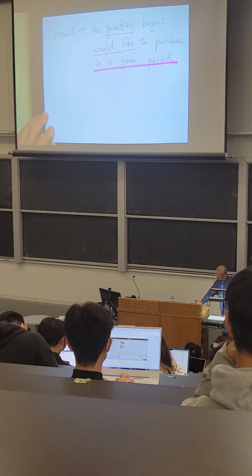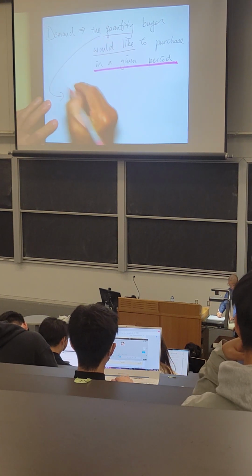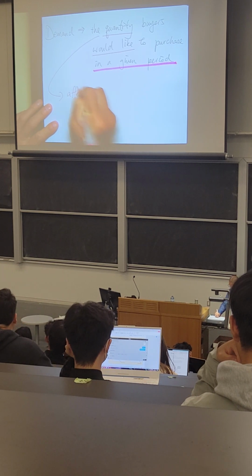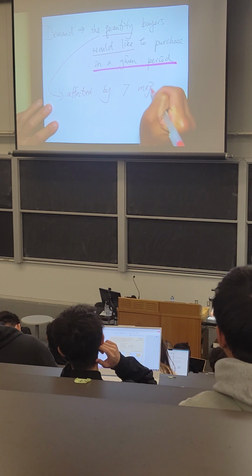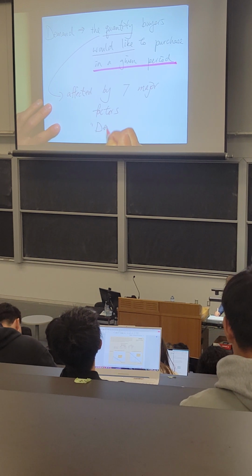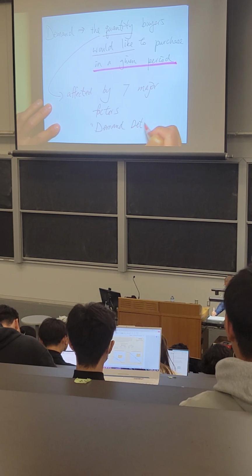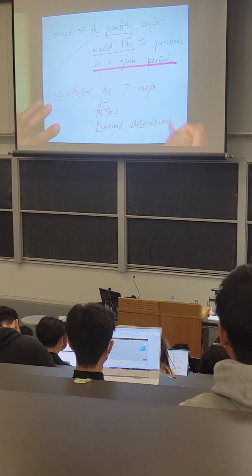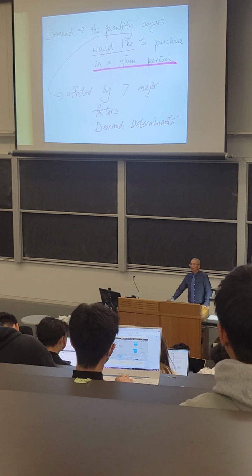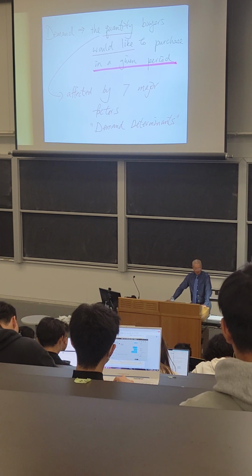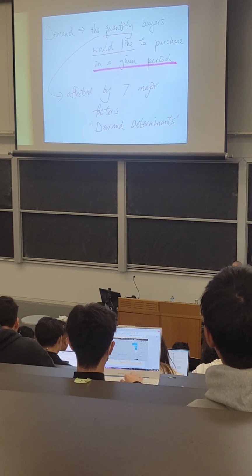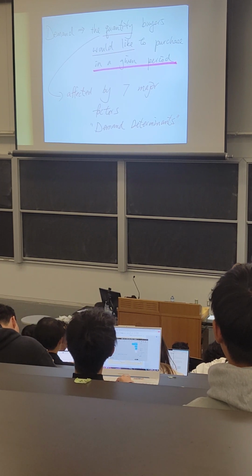So this decision is being affected by 7 major factors, what we call demand determinants. This means these factors determine the quantity people would like to purchase in a given period. Now we group them into 7 major items. Of course, there are other factors, but those will not be the major consideration.